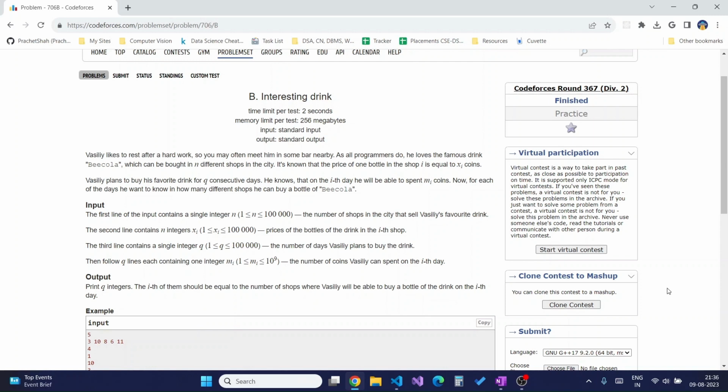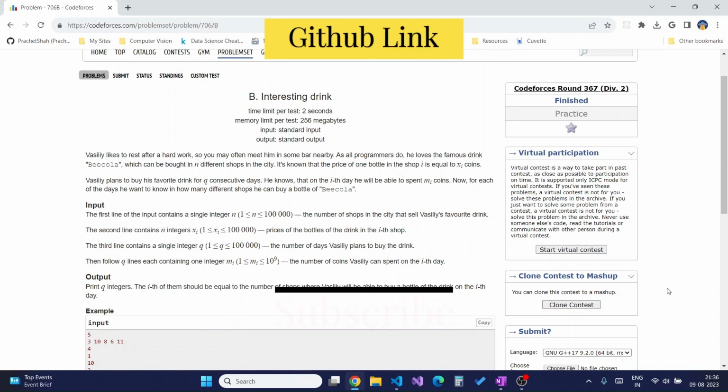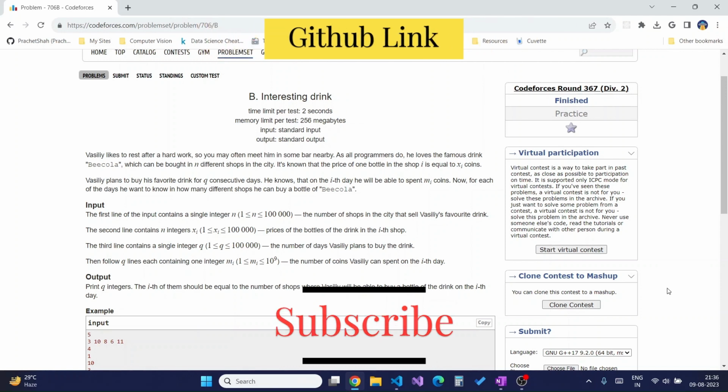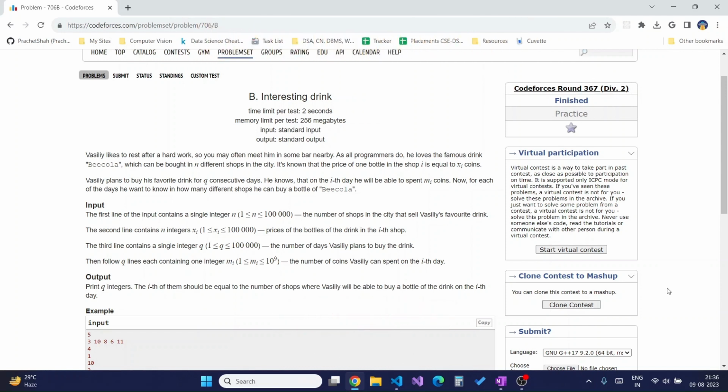So this problem basically states that a person wants to buy a famous drink from n different shops in the city, and each day he has X coins, and he wants to find out how many drinks he can buy from different shops. So his plan is for q consecutive days, he wants to buy drinks from different shops using m coins.